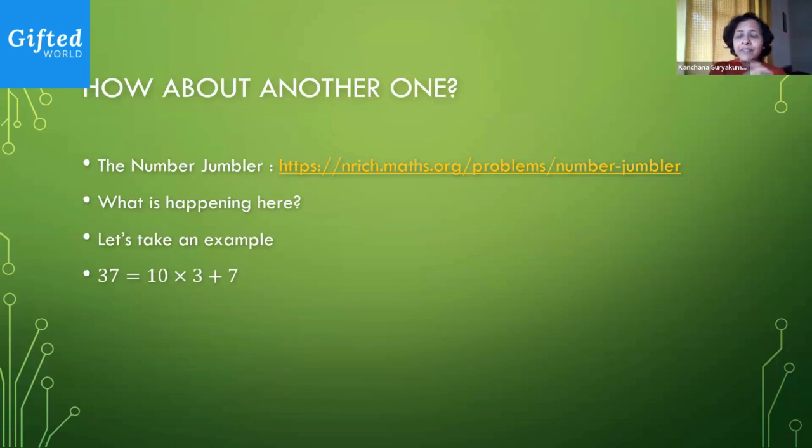Now we all are familiar with the place value system. When we see 37 itself, automatically we know what that means. It means 3 is in the tens place, 7 is in the units place. So we say 10 times 3 plus 7 gives you 37. Now I have broken the number up like this for a reason, because I'm trying to figure out what is going on behind the screen.